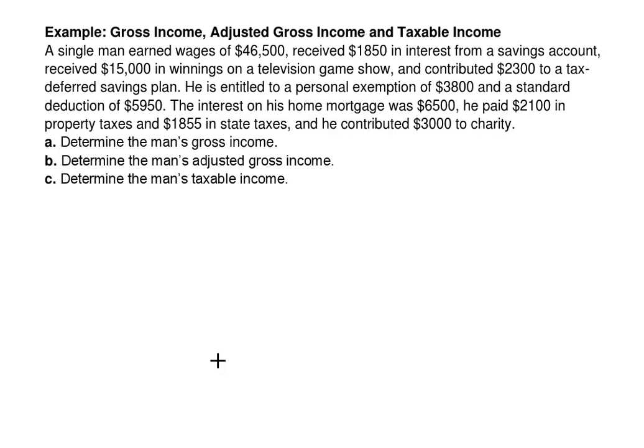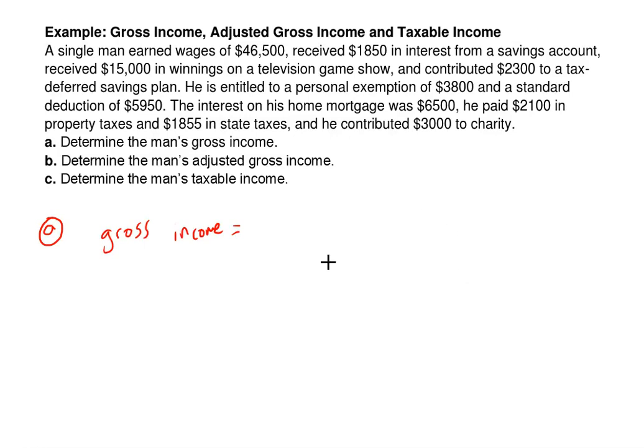So that does happen. He is entitled to a personal exemption of $3,800 and a standard deduction of $5,950. The interest on his home mortgage was $6,500. He paid $2,100 in property taxes and $1,855 in state taxes, and he contributed $3,000 to charity. Determine the man's gross income, the man's adjusted gross income, and the man's taxable income.